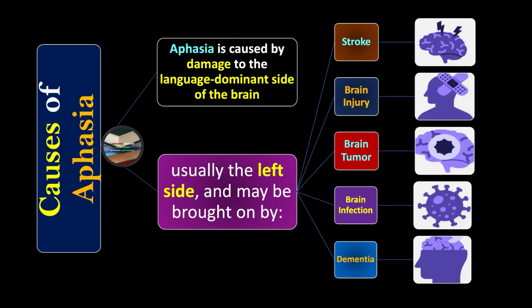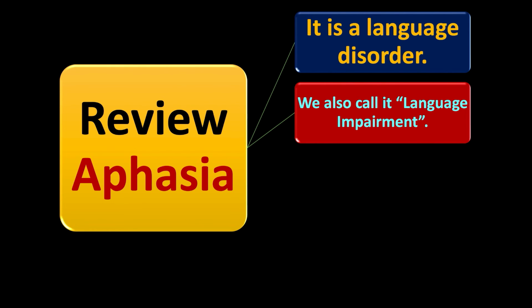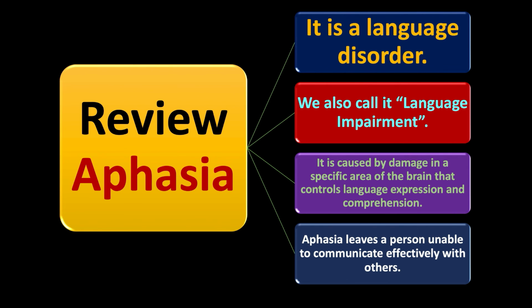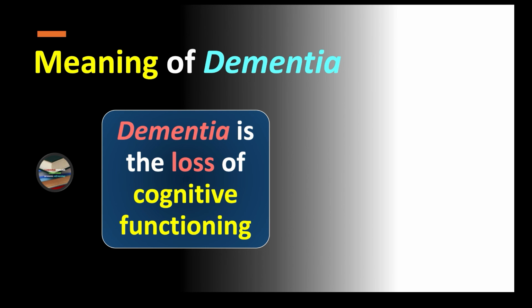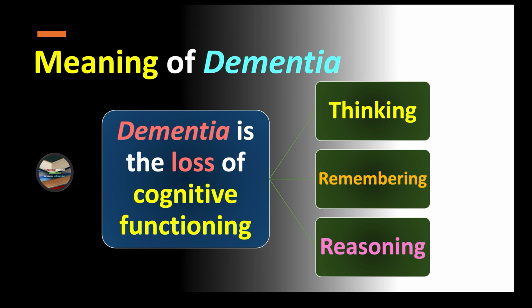We continue our discussion. Let's review aphasia. It is a language disorder. We also call it language impairment. It is caused by damage in a specific area of the brain that controls language expression and comprehension. Aphasia leaves a person unable to communicate effectively with others. Meaning of dementia. Dementia is the loss of cognitive functioning. The power of understanding, the power of comprehension is affected, and it affects our thinking, remembering, and reasoning.